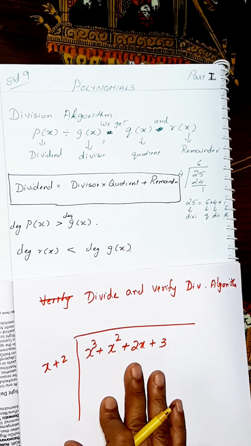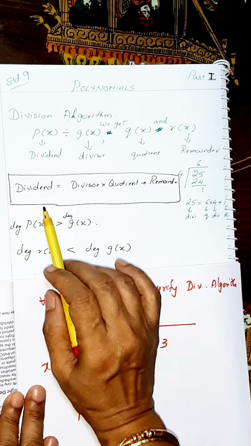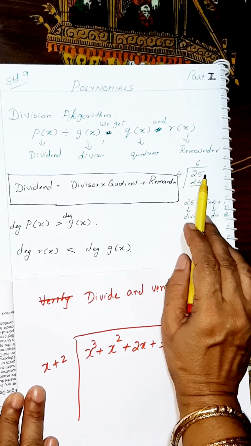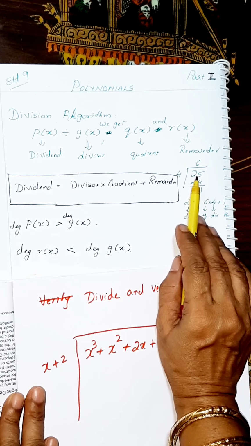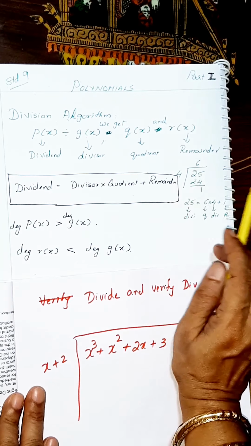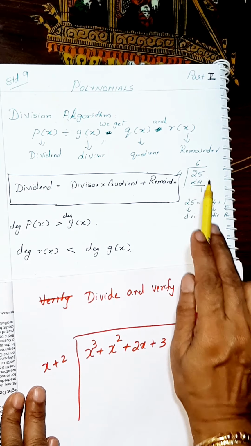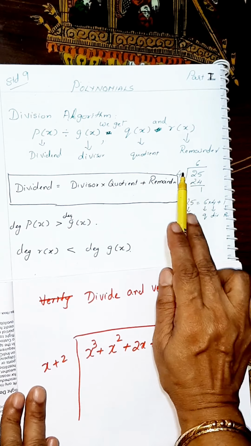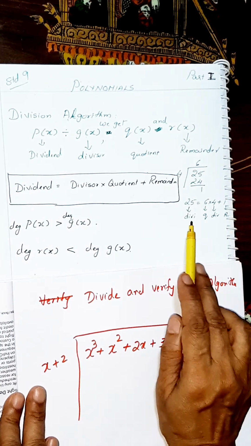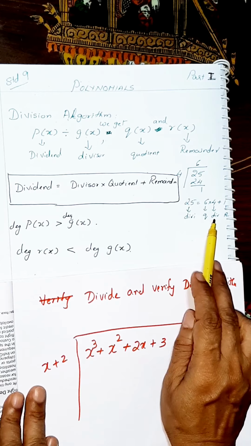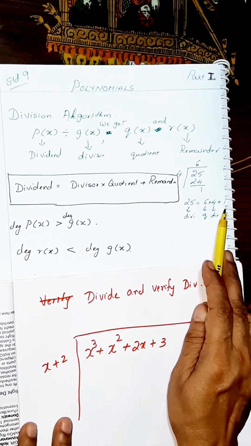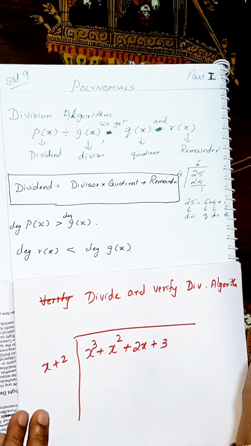Now, we will discuss the division algorithm. You know the normal division. Take this example, 25 divided by 4, you get 6 as a quotient and 1 as a remainder. How do you write this? You can write 25 is equal to 6 into 4 plus 1, that is, dividend is equal to quotient into divisor plus the remainder.